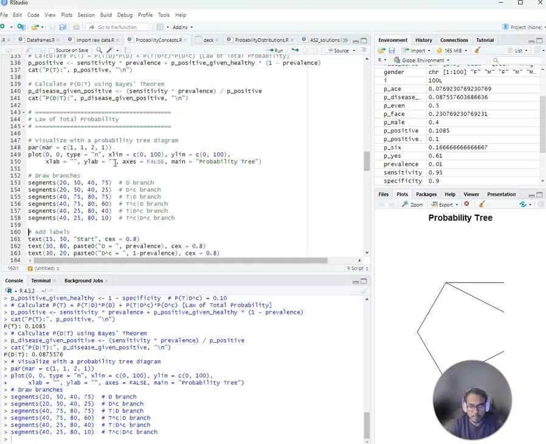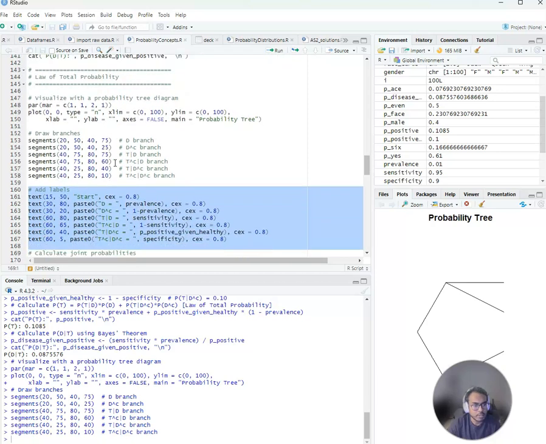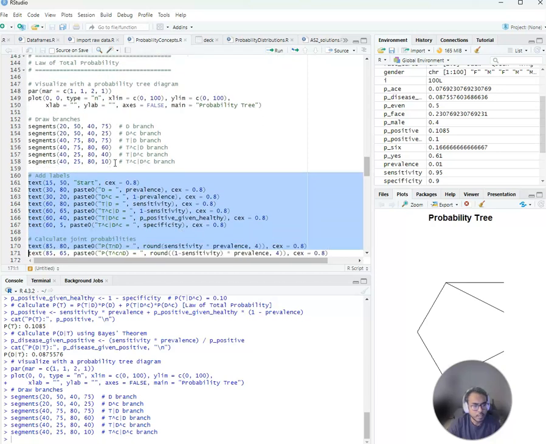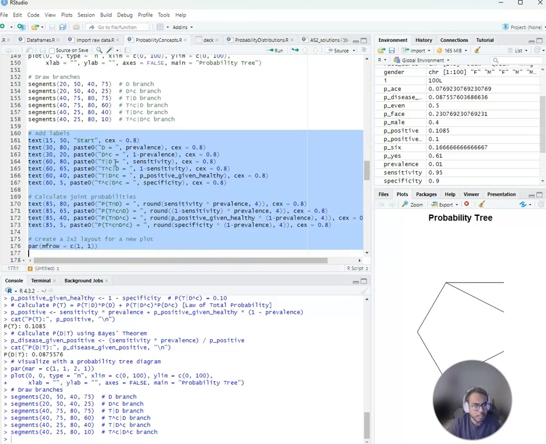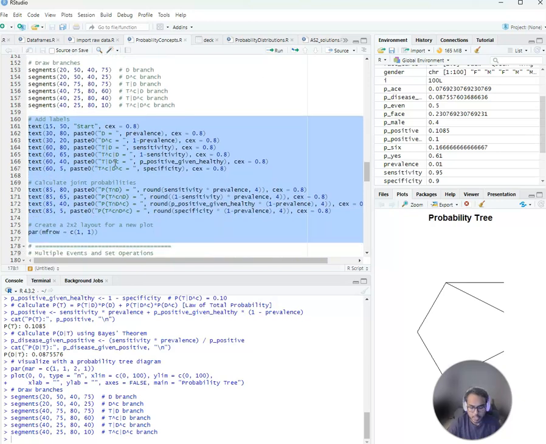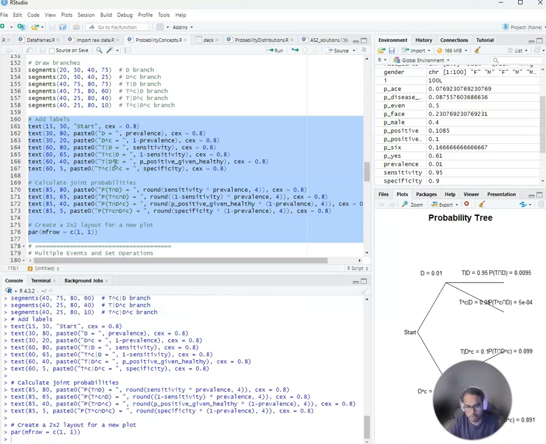Now it's time to plug in the numbers. So if we just add all the labels and just run the code from lines 160 to 177, you have all the numbers. So this is what a probability tree looks like. It's often useful to have this and get a better sense of the problem.